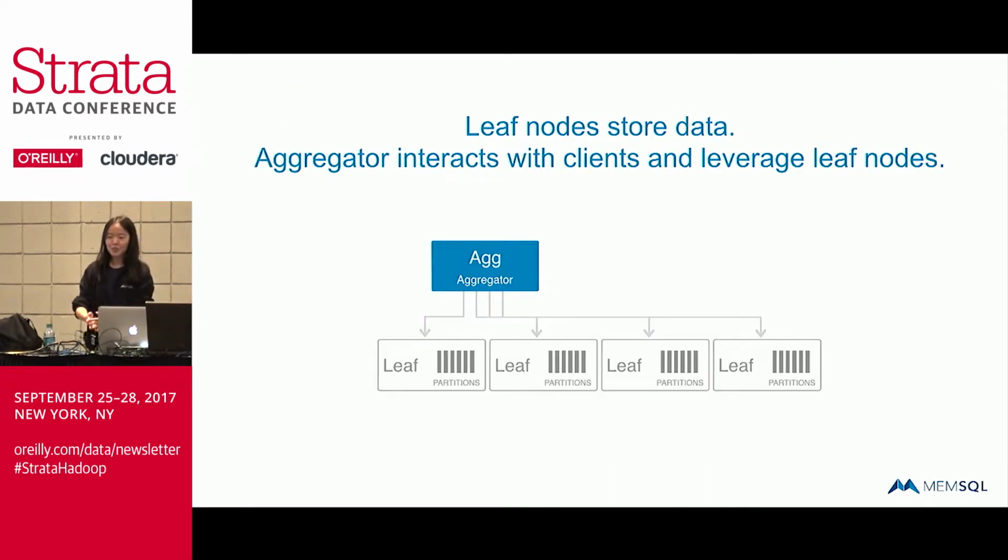So let's go over a quick reminder of the distributed database topology. Here's a diagram of the MemSQL distributed database architecture, but there are common themes throughout a lot of different architectures. So here we have leaf nodes that store different partitions of the databases, and an aggregator that interacts with clients and aggregates the data from leaves when executing queries.